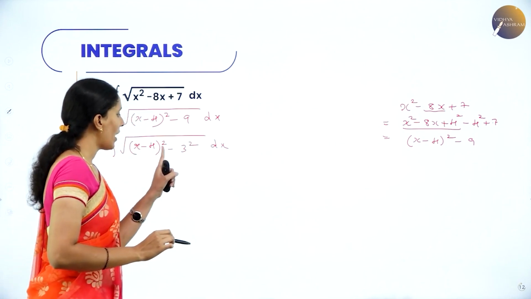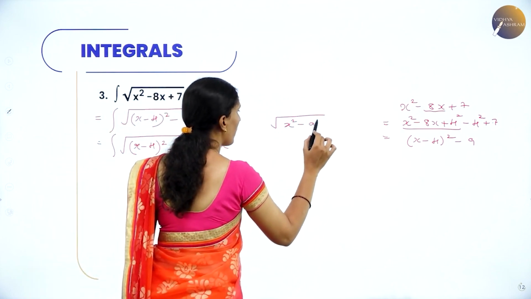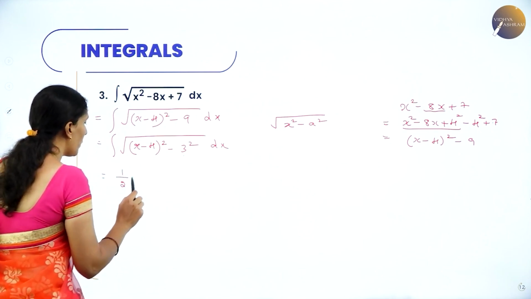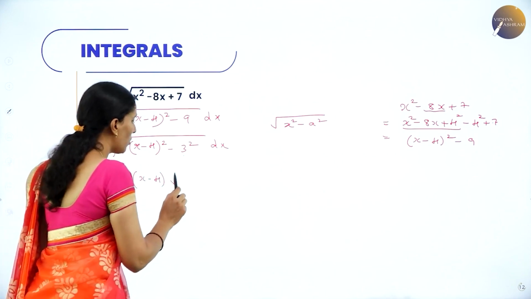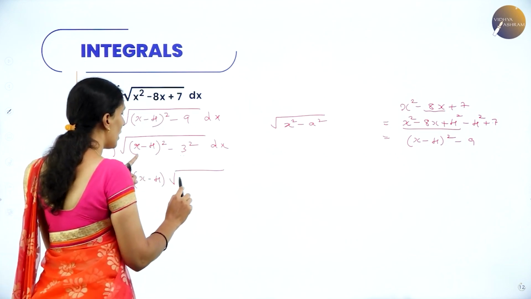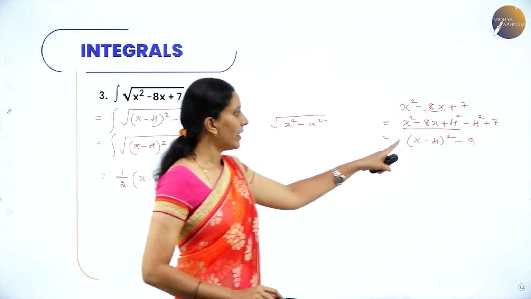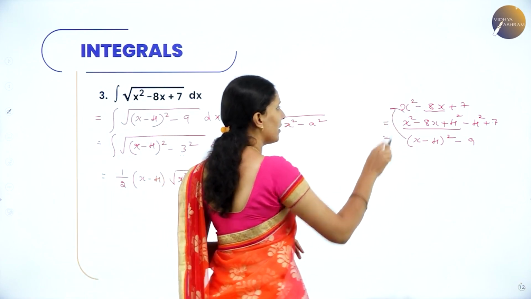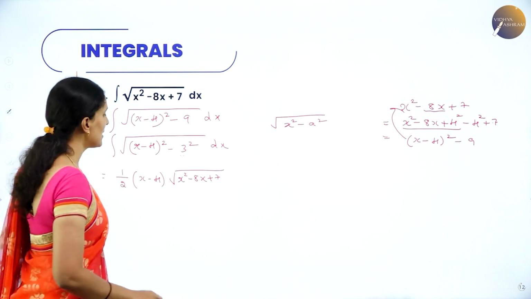So, this is x square and this is a square. Now, this is the standard integral of the form x square minus a square. What is the value? It is half into x, where x is x minus 4, into square root of x square minus a square. So, x square minus a square is nothing but x square minus 8x plus 7. You can also write x square minus a square in this form. Since we have simplified already, we can rewrite it as x square minus 8x plus 7.